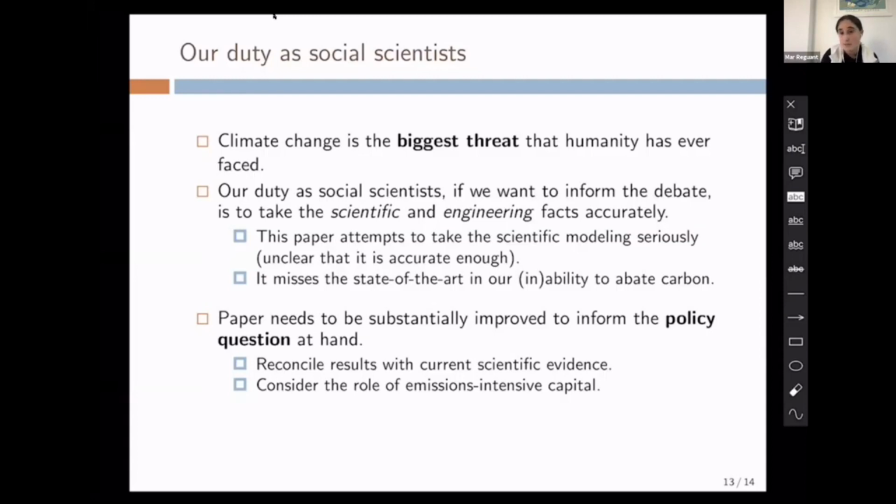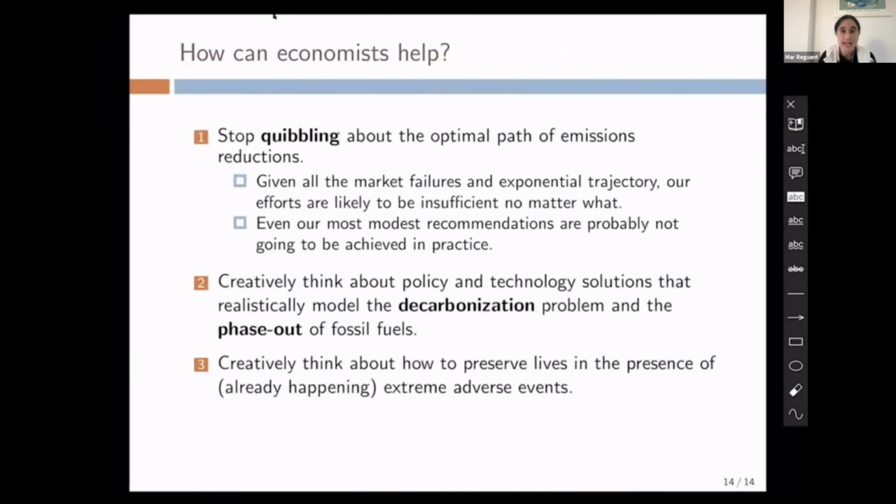My suggestions for an improved paper are to really try to reconcile the results with the current scientific evidence and to try to consider the role of emissions-intensive capital, which it sounds like you are already doing. It was not in the version of the paper that I reviewed. As a final slide, I have: how can economists help? And I know number one will go very badly in a room full of macroeconomists. But in my opinion, we as macroeconomists, as economists, should really stop quibbling about what the optimal path of emission reduction should be. I complained about your path of reducing emissions by half.